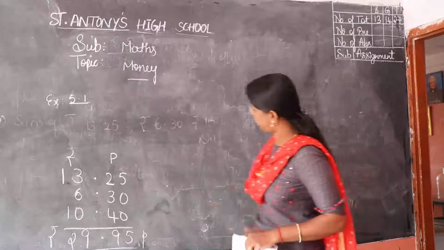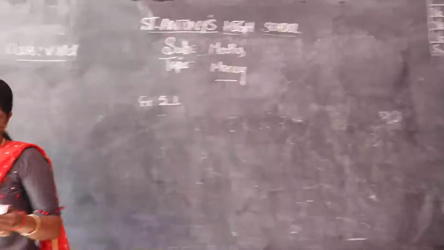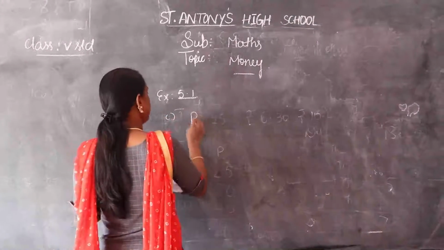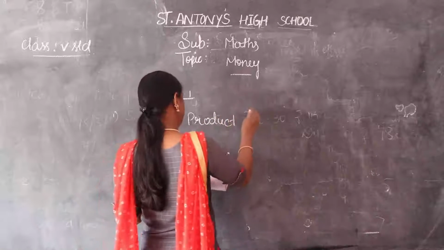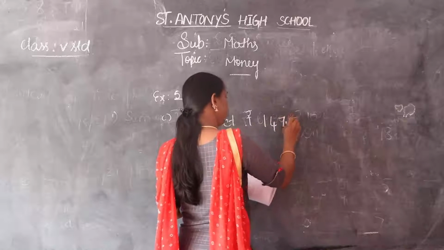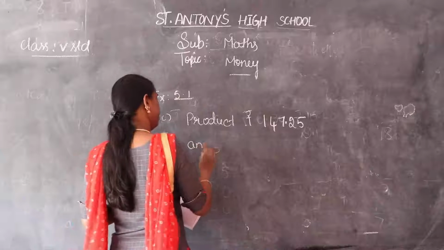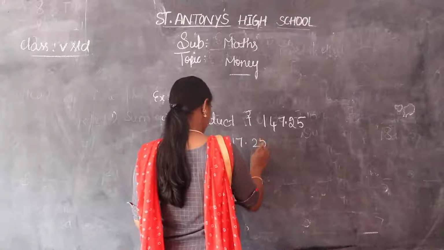Now we have to multiply. Here the first one is addition and the second one is subtraction. Third one is the product. Find the product. Product means we have to do multiplication. Rupees 147.25 and rupees 17.25.